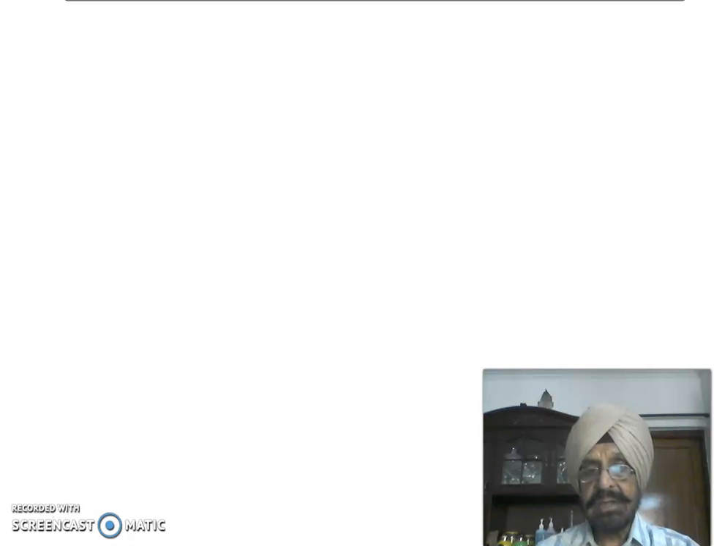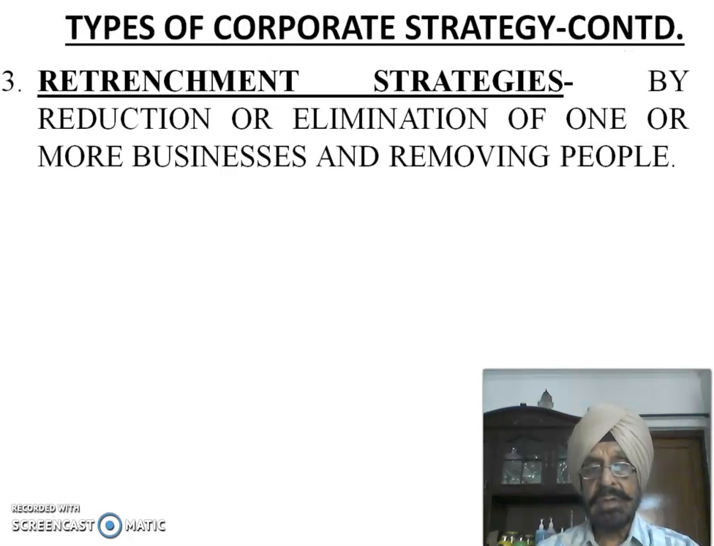Then we have the third type of strategy, what we call the retrenchment strategies. This is by reduction or elimination of one or more businesses and removing people. If a particular business is not doing well, it may not be possible to sustain that. Either we have to reduce it or close it down. So naturally the people have to be removed, which is a very painstaking effort and all that. That is what we call the retrenchment strategy.